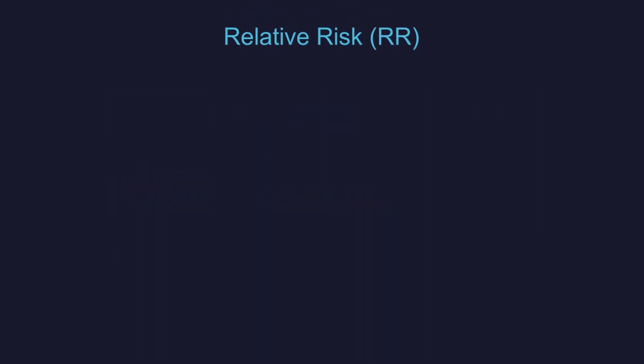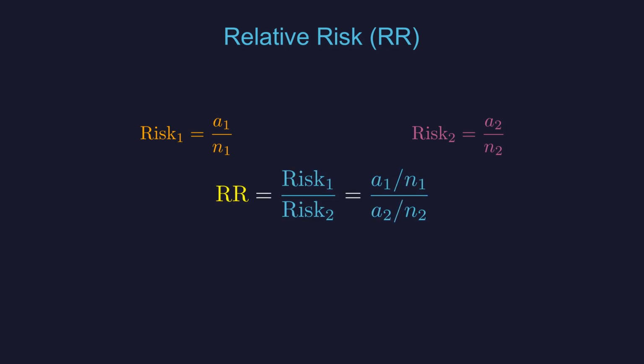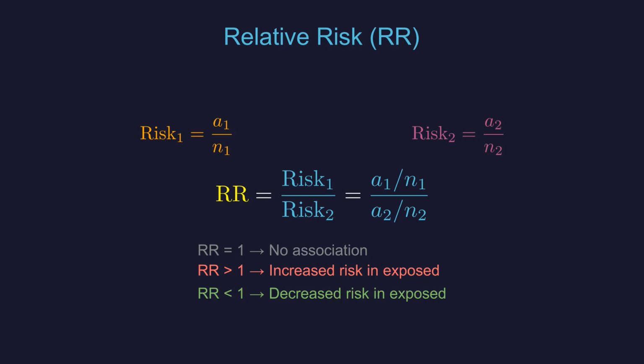The relative risk compares the probability of disease between two groups using a ratio. The risk in the exposed group is a1 over N1. The risk in the non-exposed group is a2 over N2. The relative risk is simply the ratio of these two risks. When RR equals 1, there's no association. RR greater than 1 means increased risk in the exposed group. RR less than 1 means decreased risk, suggesting a protective effect.